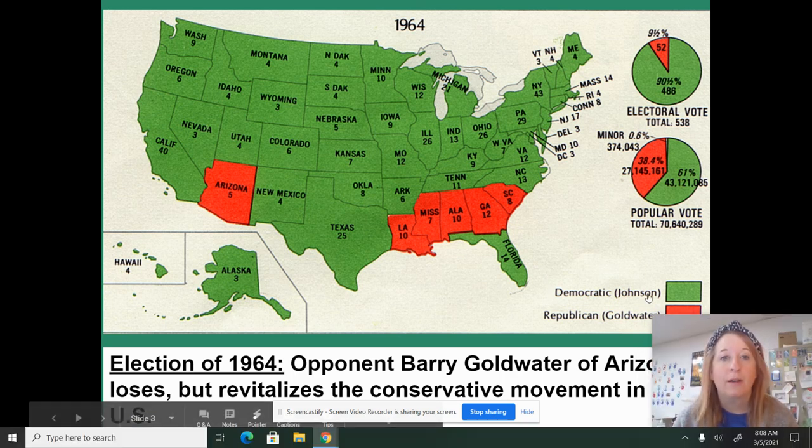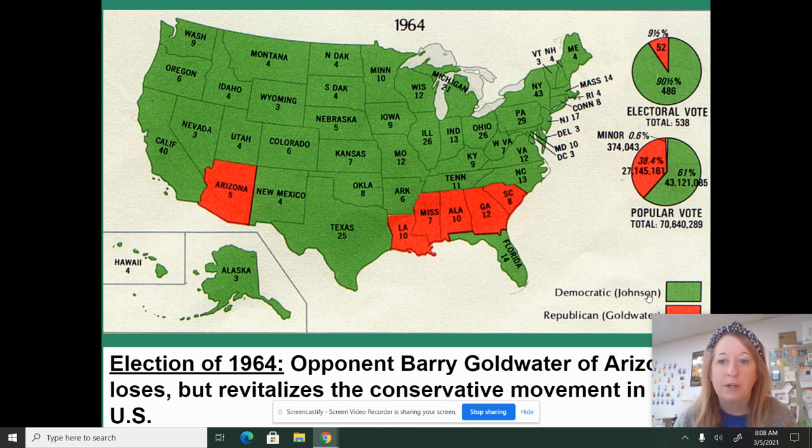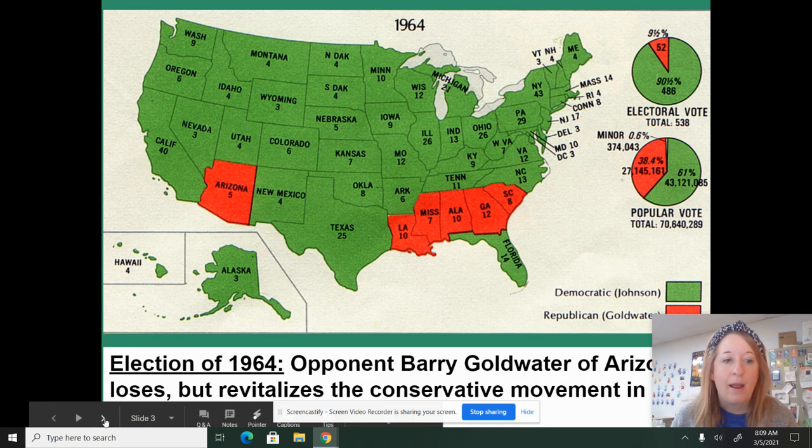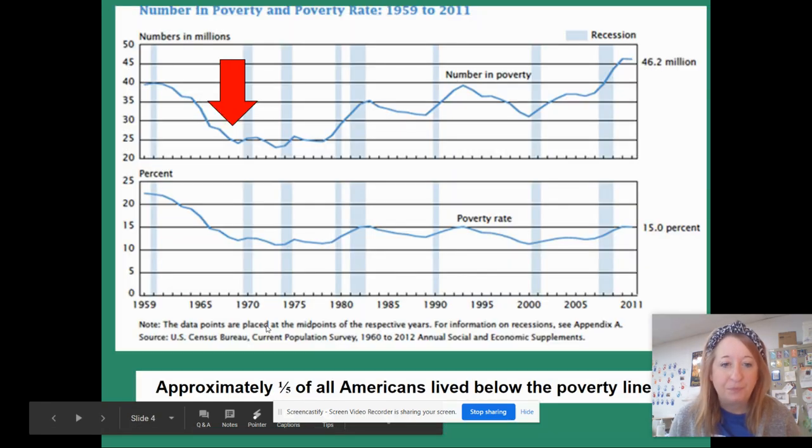You can see from this map, he was an incredibly popular candidate. He ran against Arizona Senator Barry Goldwater, and even though Goldwater lost the presidential election, it was really the beginning of the rise of a movement in the country centered around conservative ideas and values. So after Lyndon B. Johnson, you're going to see a series of Republican presidents after 1968.